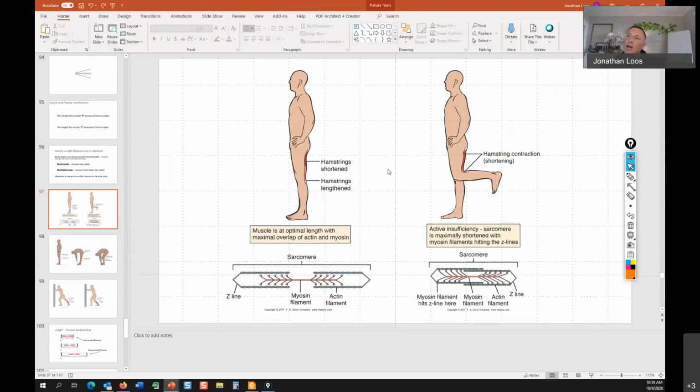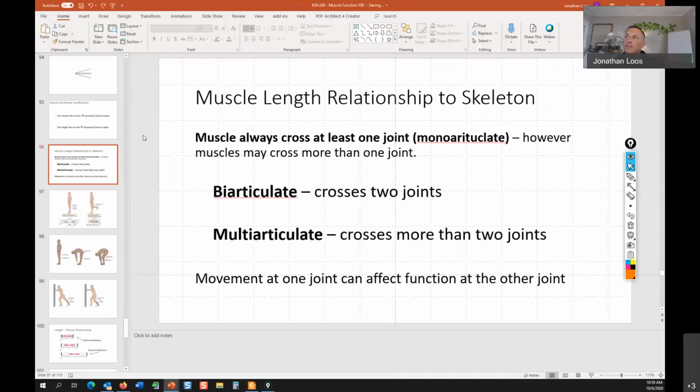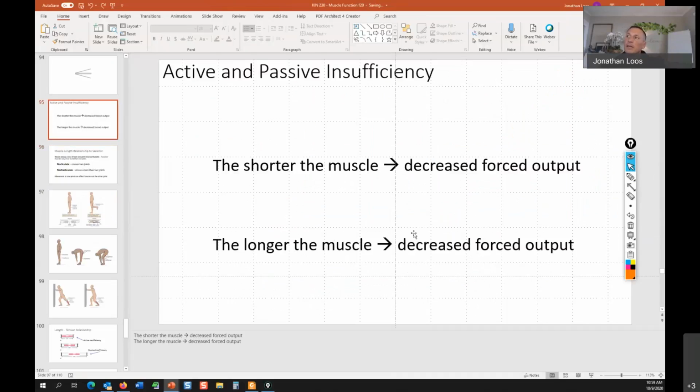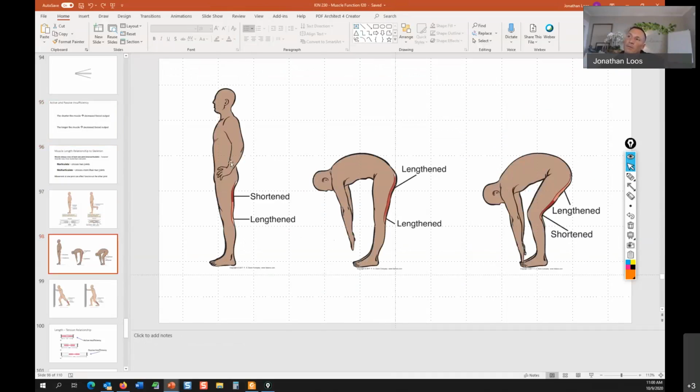So then how that plays out in real life, right? Okay, so good. We understand these concepts of active insufficiency and passive insufficiency. They both yield to decreased force output. But how that plays out is like here, we have our hamstring. It's shortened here at the hip because it's a hip extensor, and it's lengthened at the knee because it's a knee extensor or knee flexor. And if I go down and I try to touch my toes, this is that whether I'm on my back doing it or on my toes, I'm fully lengthened here, lengthened here.